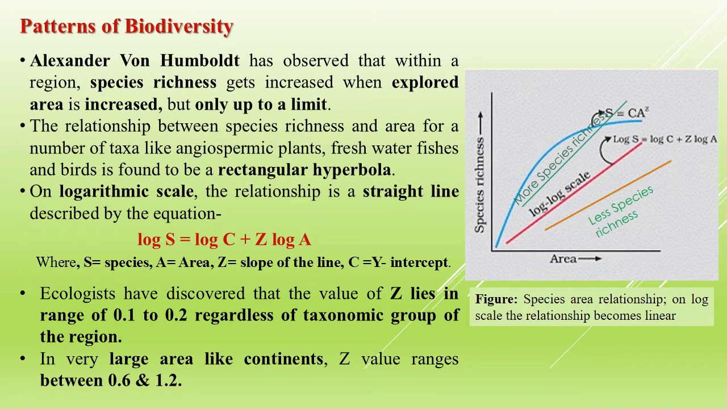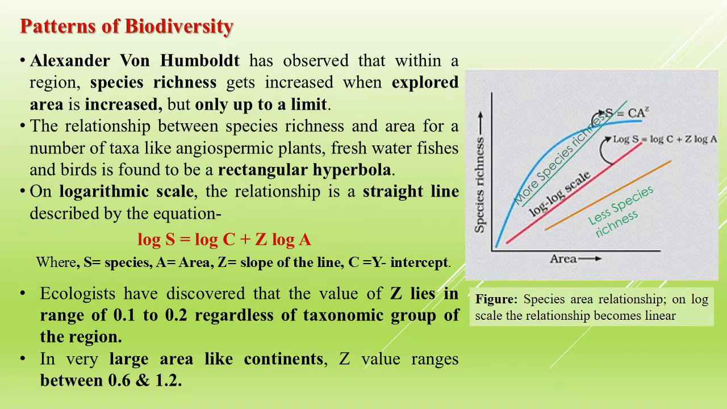The species richness or the diversity is also going to increase, because various types of ecosystems are going to be included in the area: forest, desert, grassland, estuary, all those ecosystems. So the species richness will also increase. But after that, if we keep on increasing the number of states, then the species richness or the species diversity will not increase. Why? Because there will be repetition of these ecosystems.